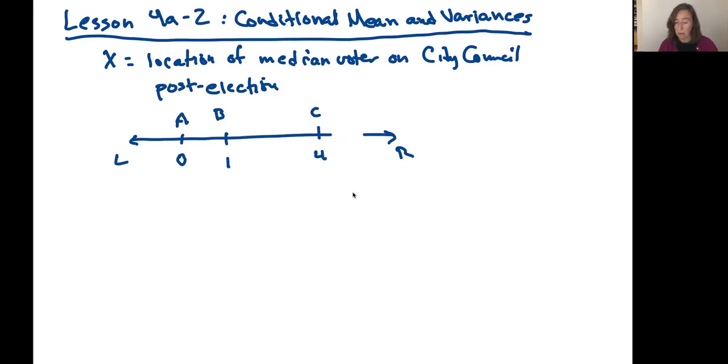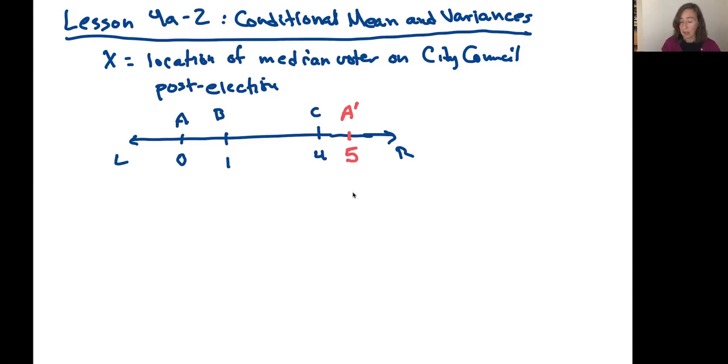Okay, so A is running, and A's opponent is A prime. And A prime is way over here, even to the right of person C. A prime's ideal point is 5. Okay, so that's where the uncertainty comes from.